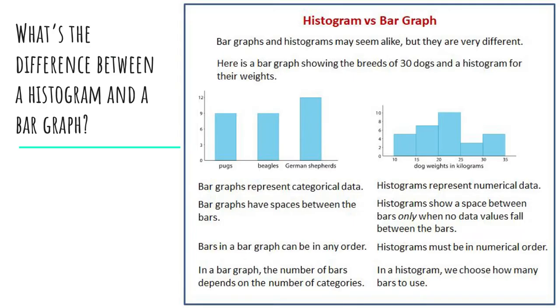You might have noticed that a histogram is very similar to a bar graph, but there are some specific differences. For example, a bar graph represents categorical data, while histograms represent numerical data. Bar graphs have spaces between the bars. Histograms don't have any spaces unless the space represents a value of 0. Bar graphs can be in any order. Histograms must be in numerical order. And finally, bar graphs have bars that depend on the number of categories. With histograms, we can choose basically our classes, so we can choose how many bars to use.